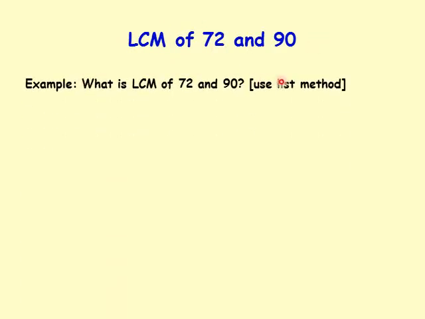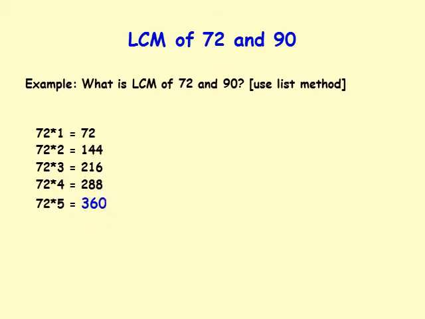Do another example here. This time we will do the LCM of 72 and 90. Let's continue here. What's the LCM of 72 and 90? We'll use the list method here. So we'll make a list of multiples of 72 on the left side and those of 90 on the right side. Okay. So we get 72 times 1 is 72, 72 times 2 is 144, 72 times 3 is 216, and 4 is 288, 5 is 360, and 6 is 432, and so on.